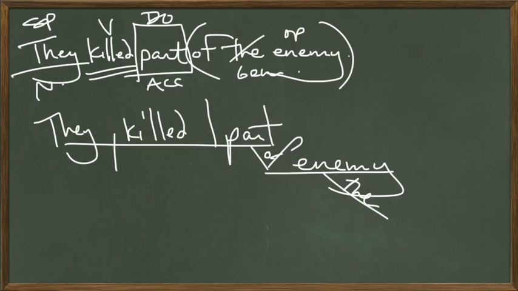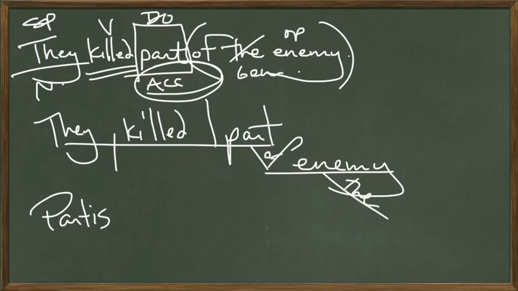All right. And in Latin, let's start with part. We'll start with the direct object. Pars in Latin is part. The genitive is partis. So to say they killed part, that's going to be accusative singular. It's going to end with em. It's third declension, so it's going to end with em. So partem. Now we just need of the enemy.